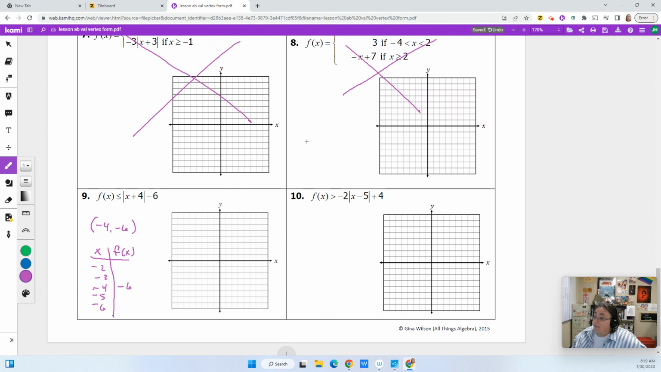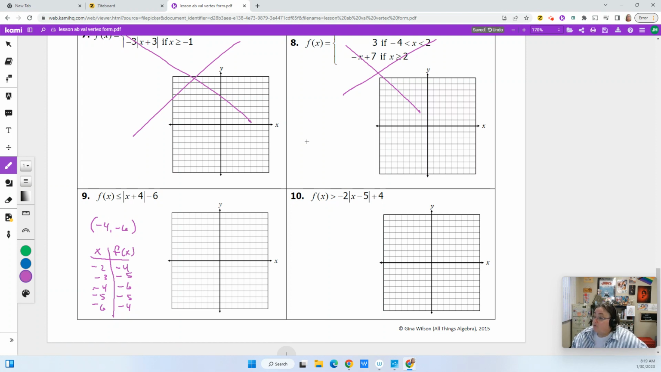So if I plugged in -3, this would be the absolute value of 1, which is 1. 1 minus 6 is -5. If I plug in -2, I get the absolute value of 2, which is 2 minus 6, which is -4. And again, these are going to repeat on the other side of it because they're symmetric, right? I know both sides are always going to be symmetric.